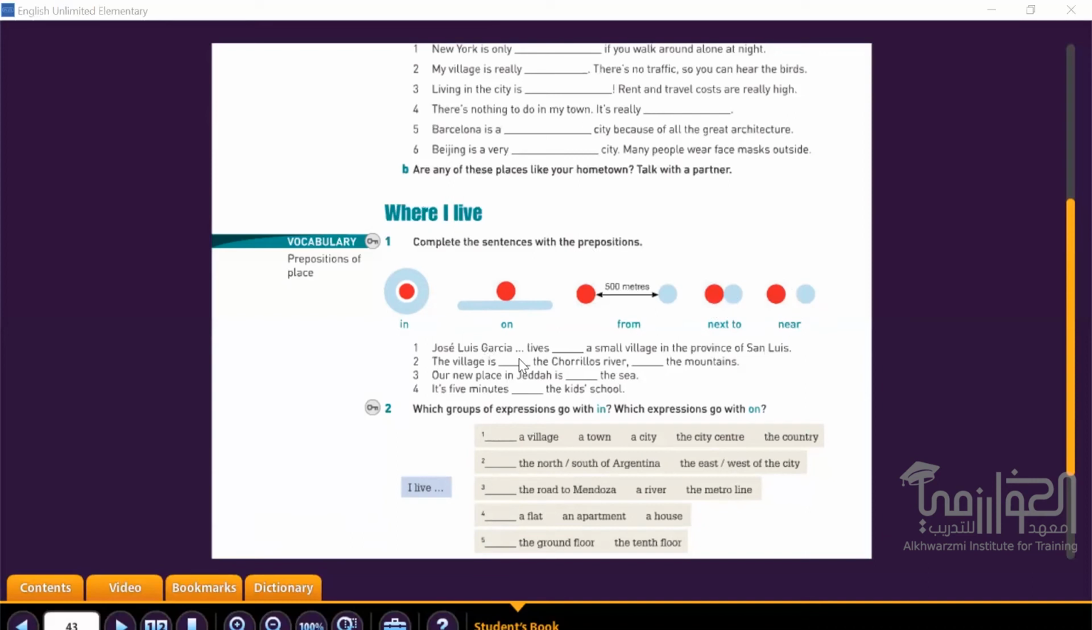and near. So 1, to say Luis Garcia lives, what should be the answer here? A small village in the province of San Luis. So it should be what? In. Yes, the answer should be in. Now pause your recording while you complete the rest of the exercise.